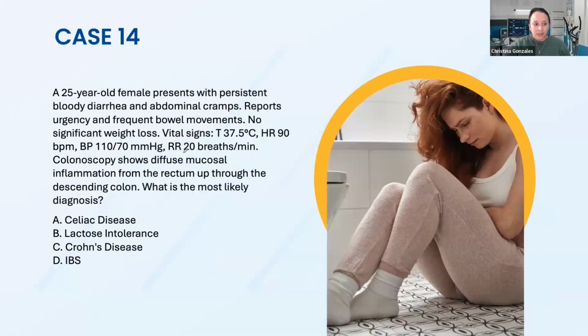All right, case 14, we have a 25-year-old female, persistent bloody diarrhea and abdominal cramping. Urgency, frequent bowel movements, and no specific weight loss. We look at her vital signs, and they look all right. She had a colonoscopy, which shows diffuse mucosal inflammation from the rectum up through the descending colon. So it is continuous. It's in a continuous pattern.